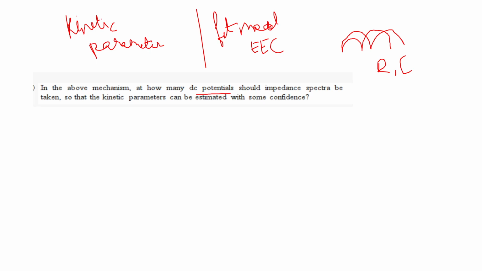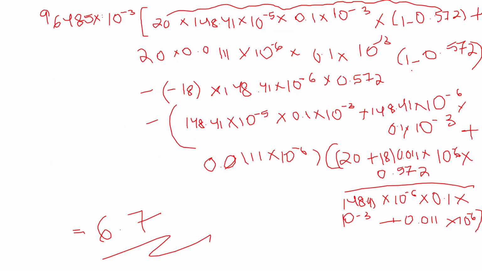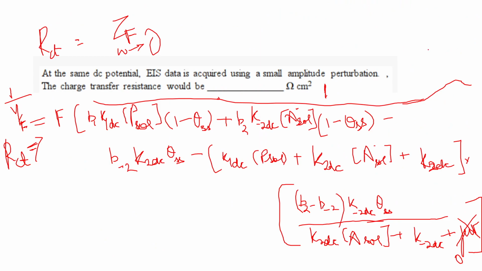So you have a set of kinetic parameters. If you're modeling it, you get an equation like this, where K1 DC is a function of potential, K minus 2 is a function of potential. So irrespective of the potential at which data is taken, this particular equation with this set of parameters can be used to model any set of data, I mean data at any potential. Are you getting the difference?